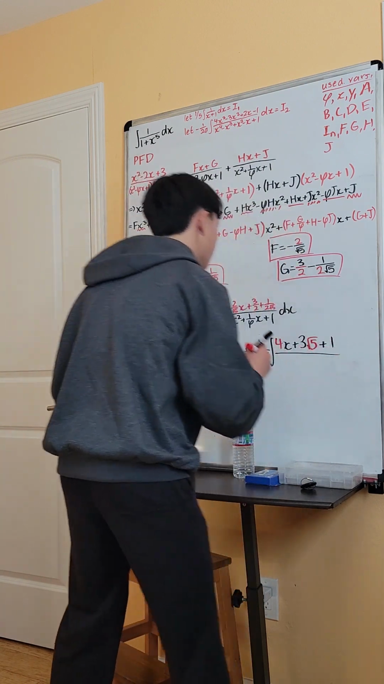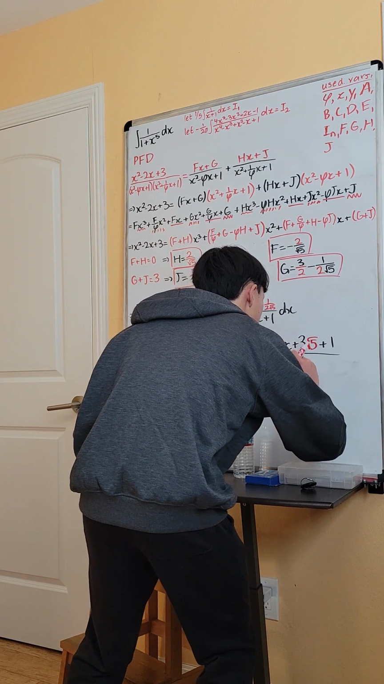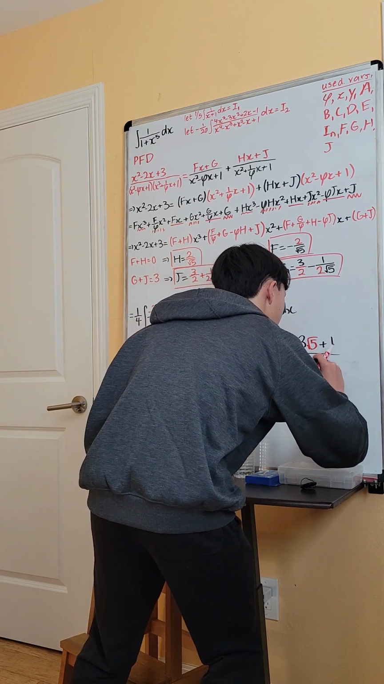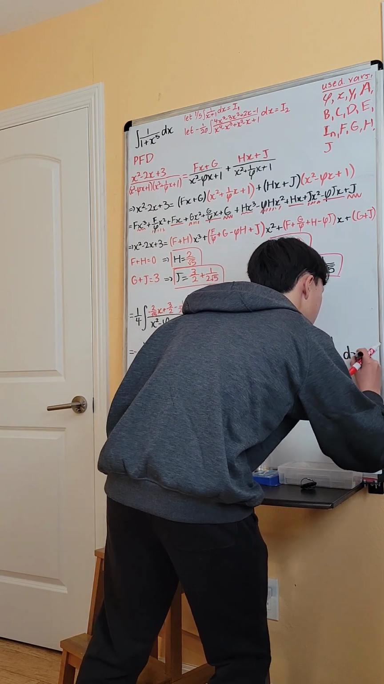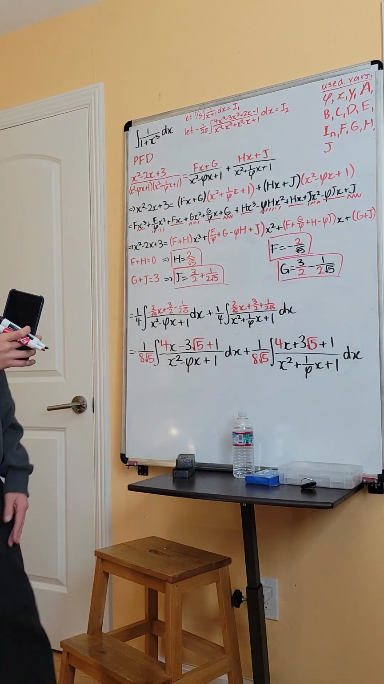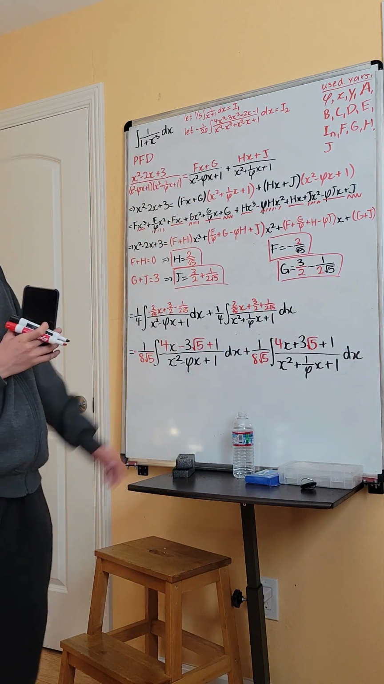And then this is over the denominator, which is x squared plus 1 over 5x plus 1. Close it off with multiplying the differential dx. There you go. This is simplified.